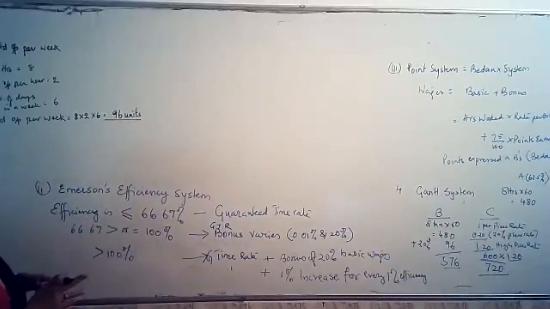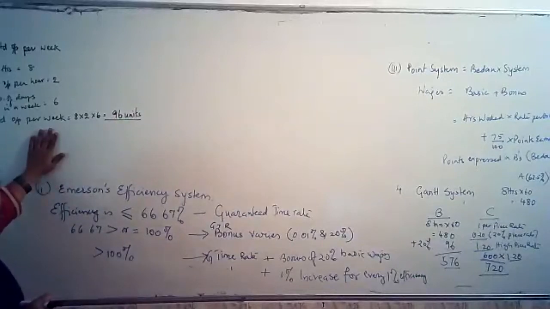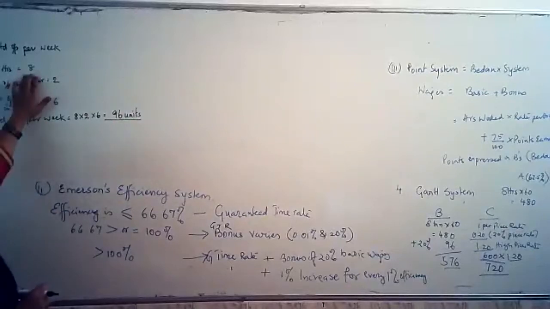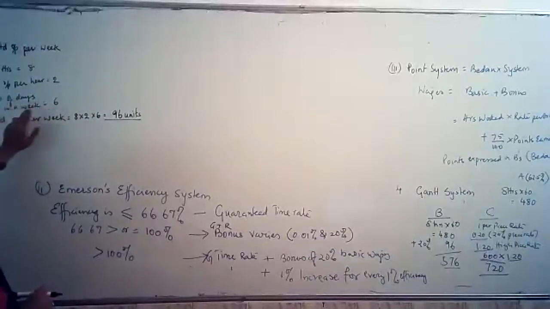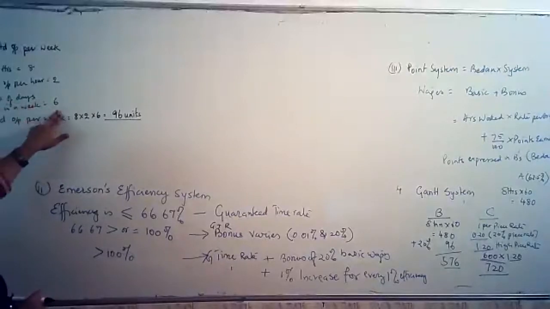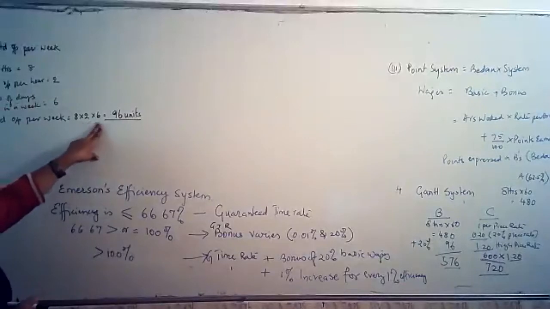This is how we need to calculate the information with respect to standard hours: 8 hours. Standard output per hour is 2. Number of days in a week, so number of working days in a week is 6. So standard output per week is calculated by 8 into 2 into 6.